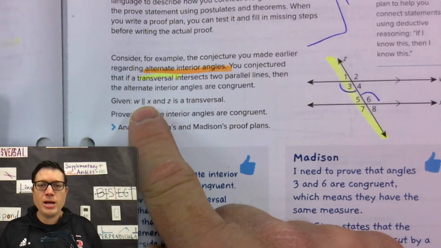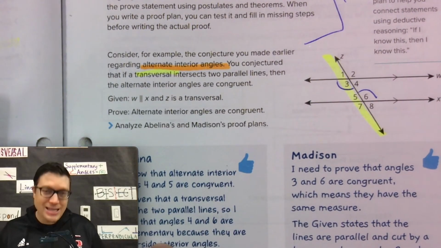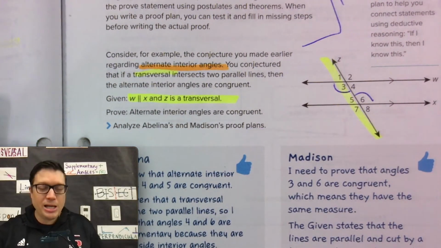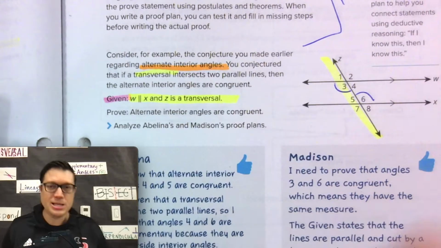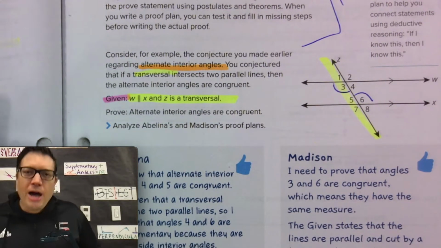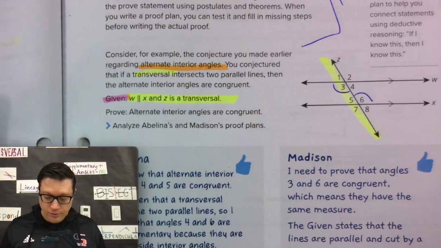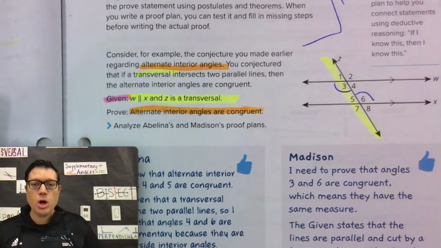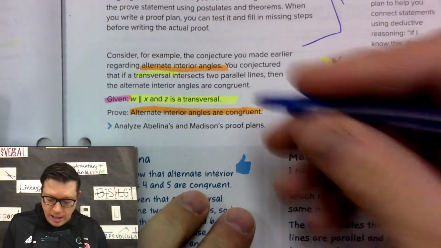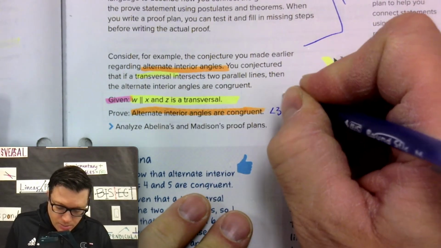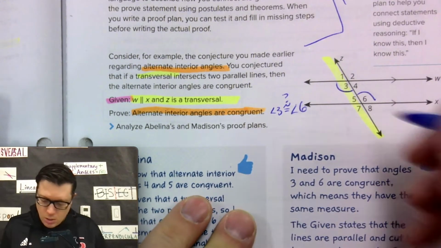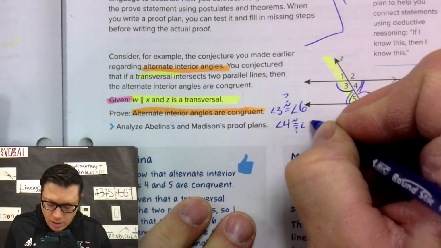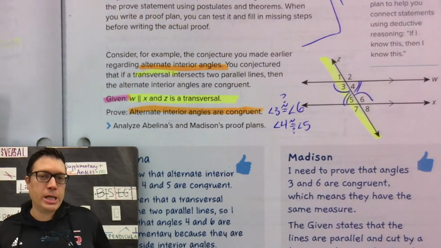Given that W and X are parallel and Z is a transversal, all of that given, it's two statements really, but its reason is that we are given that as information. And we need to build on that from there. Let's figure out what it is that we have to prove. We have to prove that alternate interior angles are congruent. Alternate interior angles, like angle 3 is congruent maybe to angle 6, or angle 5 is congruent to angle 4, maybe. We don't know. We do, but we don't formally know.